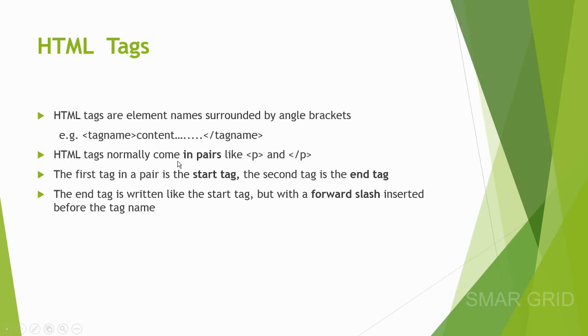HTML tags normally come in pairs, like P and ending with P, where this is a paragraph tag. This is the starting and the ending tag. The first tag in the pair is the start tag, and the second tag is the end tag. The ending tag is written like the start tag, but with a forward slash inserted before the tag name. As you see here, this is the paragraph tag, started and ended with a forward slash.